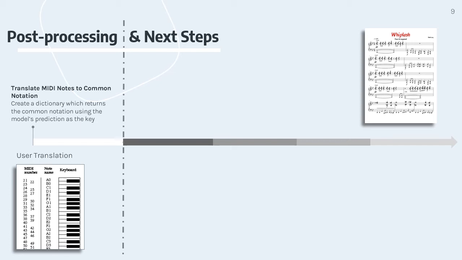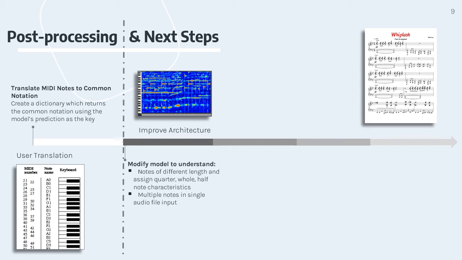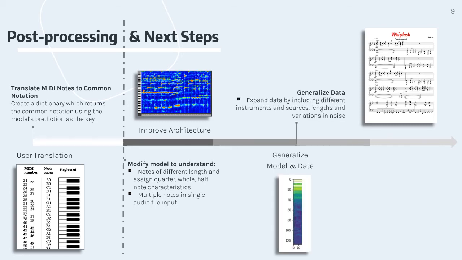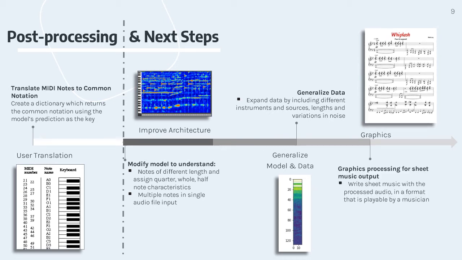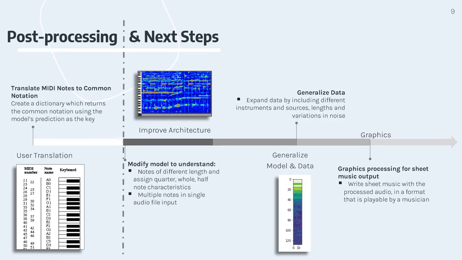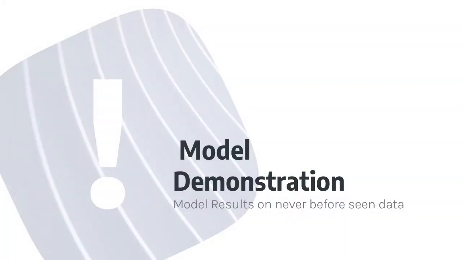That much we've done. To go beyond what was accomplished in this project, we would improve the architecture to accept notes of different length and classify these relative durations, and also accept audio files with more than one note. Another obvious step would be to expand to instruments other than just the keyboard or piano. Lastly, these notes would be plotted on a document of sheet music, which the user could save for later. Here is the model demonstration.